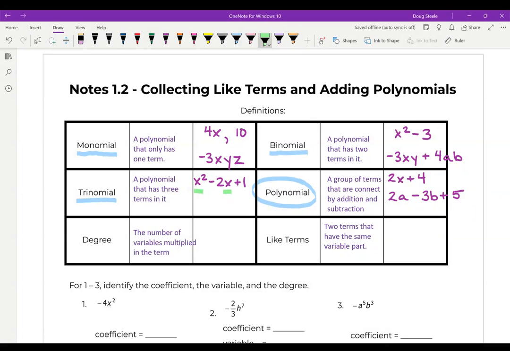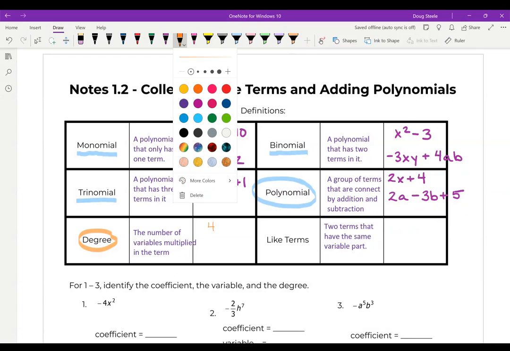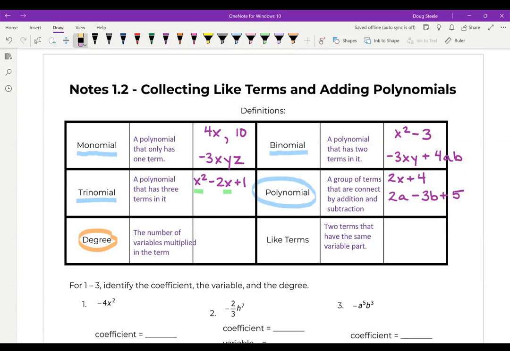Degree. Well, degree is kind of a funny thing. We could sit there and go, is it the degree of a term? If I'm doing the degree of a term, then I'm just seeing how many variables are being multiplied in that term. So for an example, if I had, we'll go with the monomial 4x. Sorry, I guess increase my marker size. This has a degree 1 because there is one variable being multiplied in it.